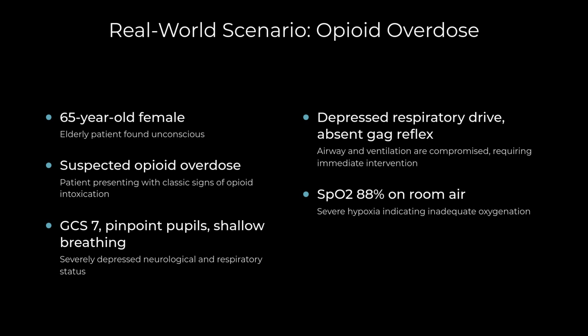Intubation is critical here to protect the airway and provide ventilatory support. You'd use rapid sequence intubation with, say, etomidate and rocuronium, and ventilate via bag valve mask until the tube's placed. Naloxone will reverse the overdose, but its onset, 1 to 2 minutes IV, may not be fast enough to avoid aspiration or hypoxia, so intubation takes precedence in this severe case.